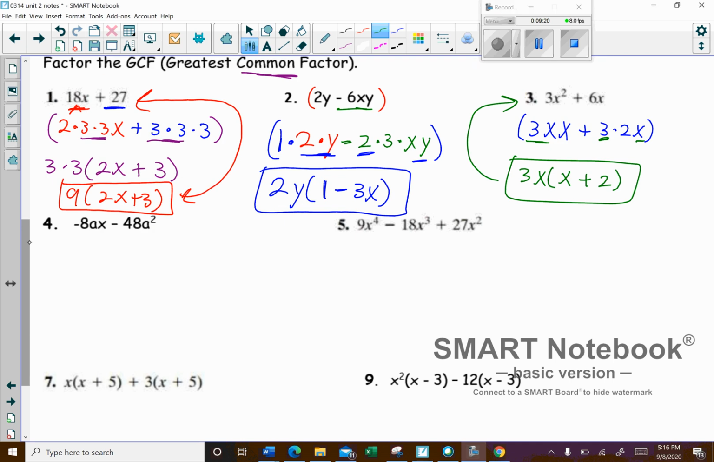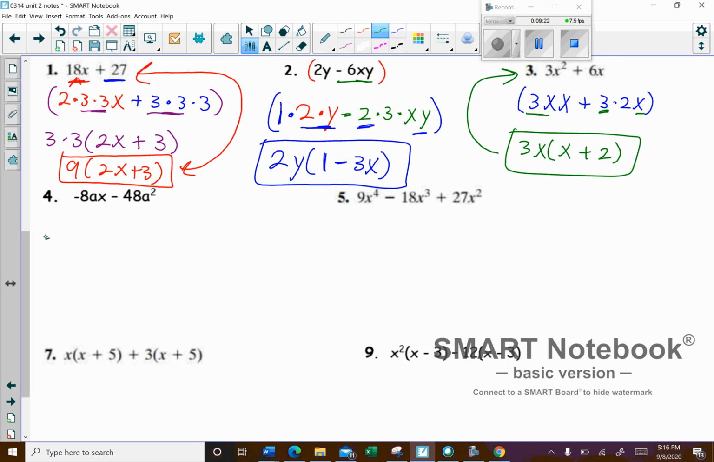All right, so our next one, you'll notice I have a negative leading coefficient, okay? So I am going to have to pull out a negative when I do my GCF. And so that's going to cause a sign change for both of them, okay? And so let's go ahead and take a look at this. Let's go ahead and break this up.